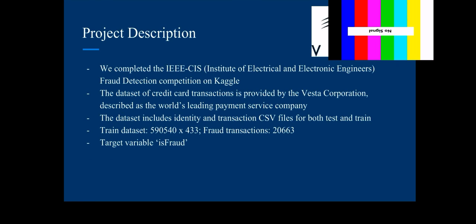The project is the fraud detection competition on Kaggle. For the data, we got 4 data sets in total, split into identity and transaction. For identity, we got the train data set and test data set, and for transaction, we got 2 data sets. So it's 4 in total. We could combine the data sets by the transaction ID. After merging all the data sets, the train data set has 5,900 observations, and about 3.5% of them are fraud, so it's quite imbalanced data.